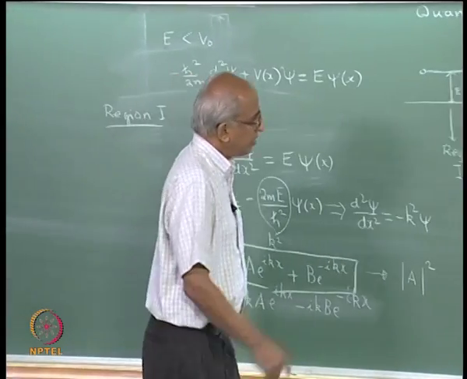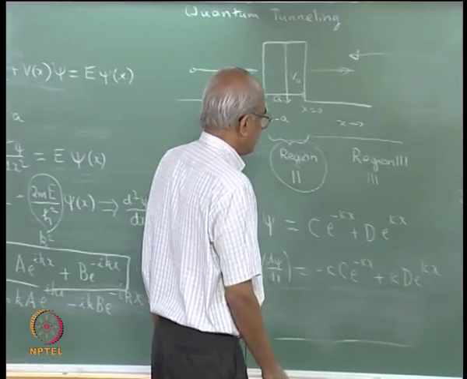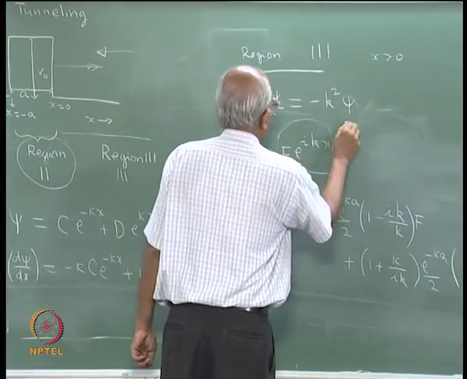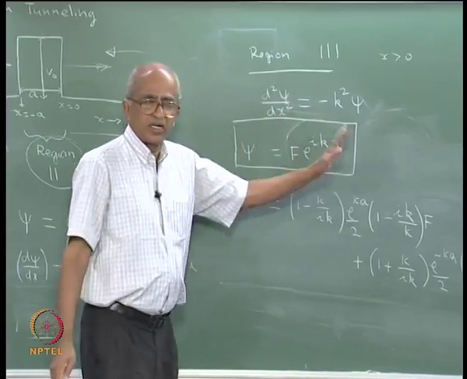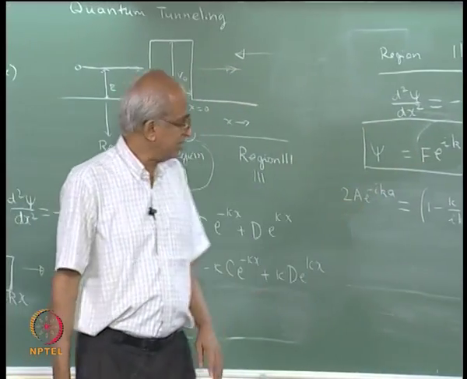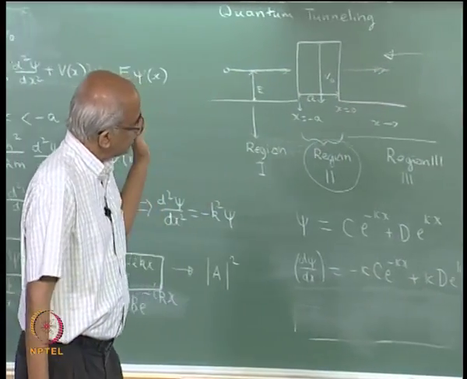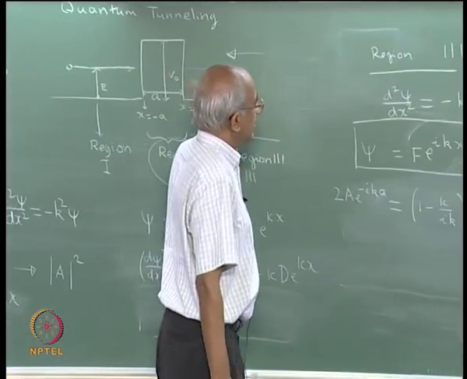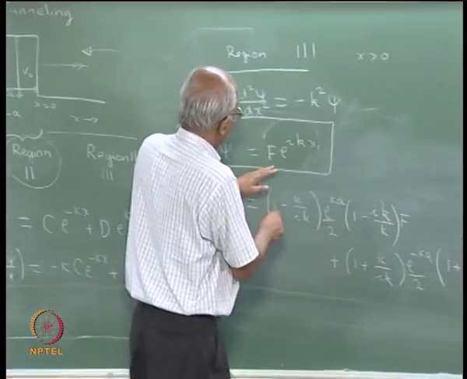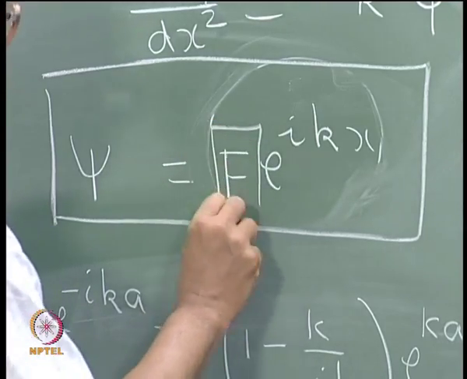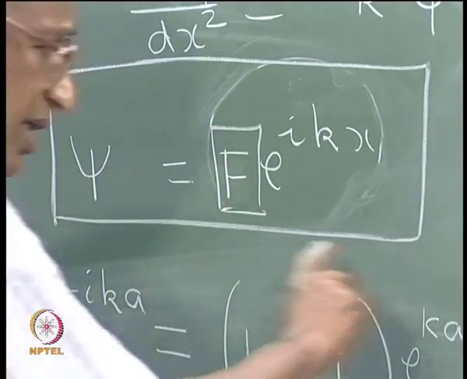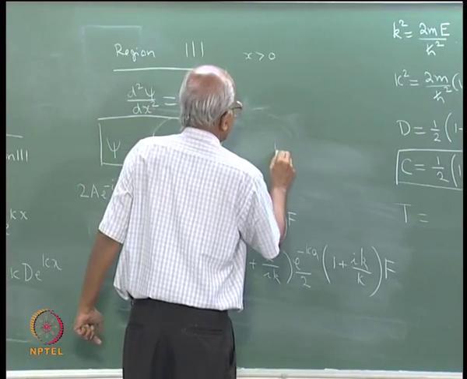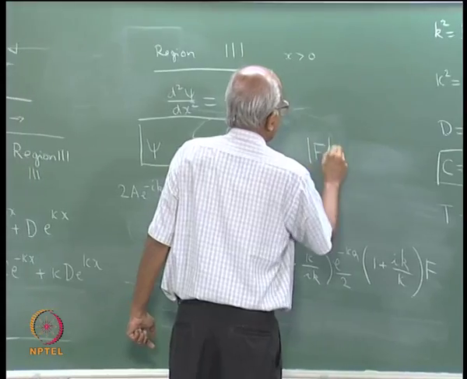Now, if you look at region 3, there the wave function is given by this expression, and this has only particles moving in the positive x direction, and by the same kind of argument, the number of particles which are moving in the positive x direction is determined by this coefficient f, and will be essentially determined by the magnitude of f square.